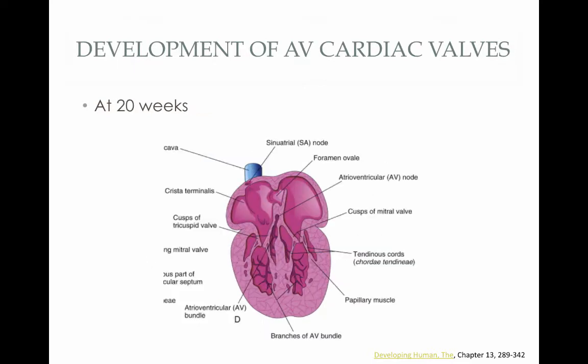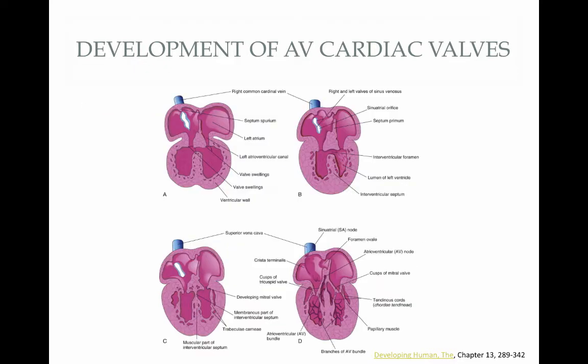And then at week 20, this is again taken from that Developing Human textbook, we can see all aspects of the tricuspid valve and the mitral valve, and then the formation of the papillary muscles and the chordae tendineae. So this is the process. This is the swelling, activation of those cells to form fibrous tissue forming those leaflets of the atrioventricular valves.